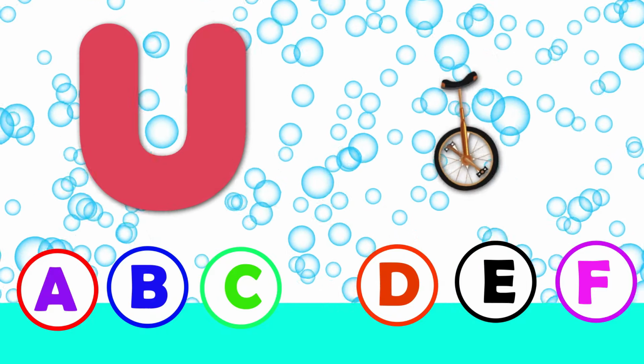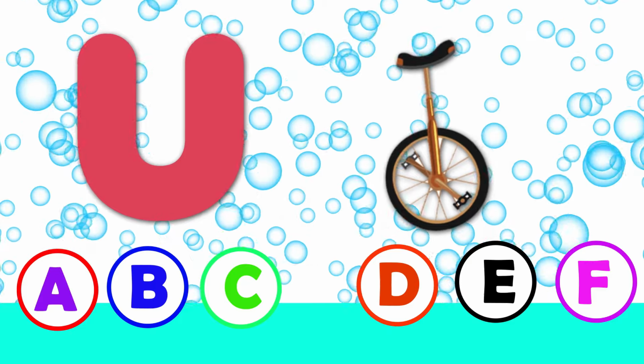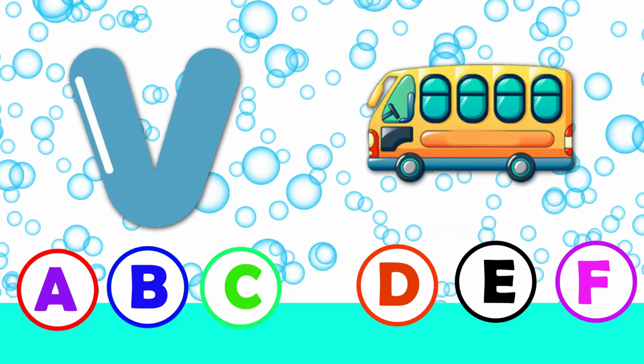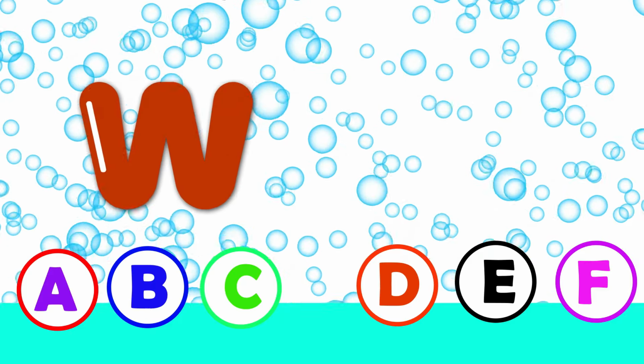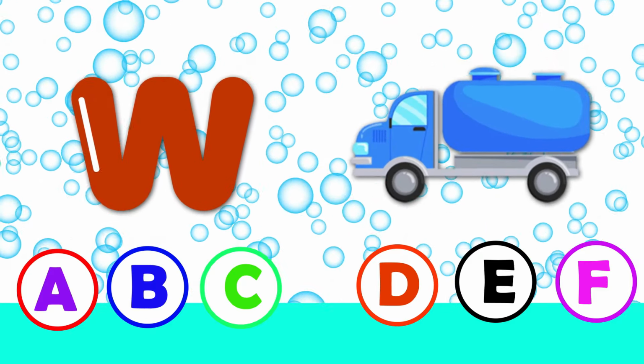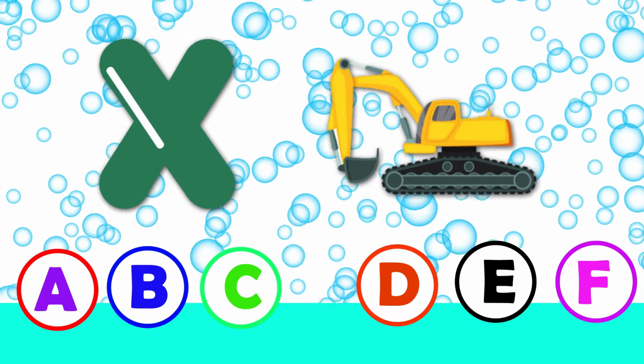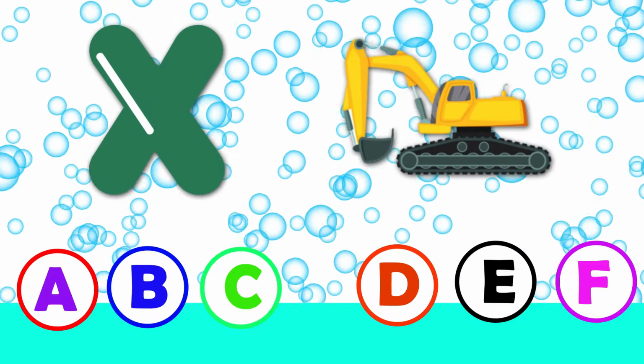U is for unicycle. U, u, unicycle. V is for van. V, v, van. W is for water tanker truck. W, w, water tanker truck. X is for excavator. X, x, excavator.